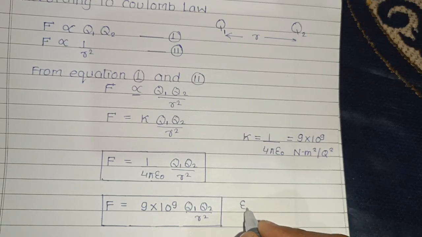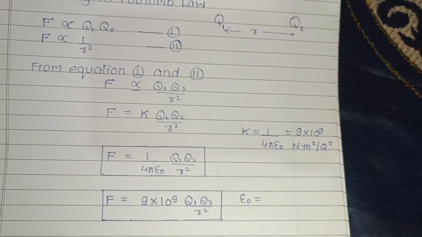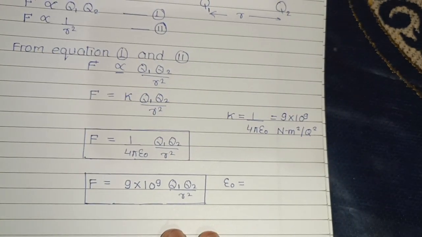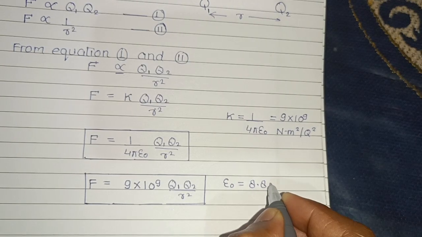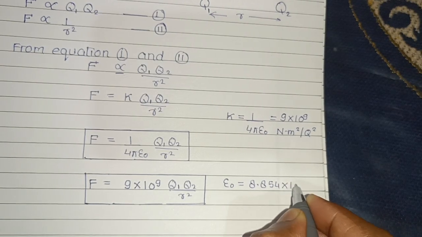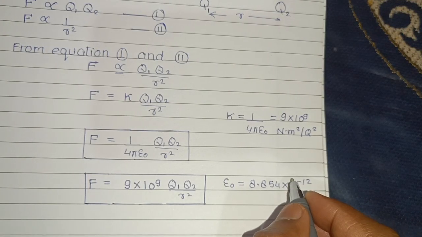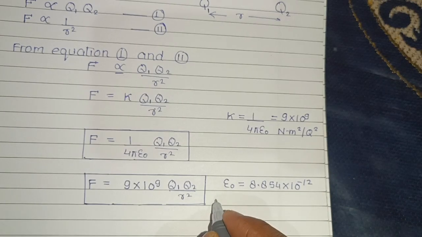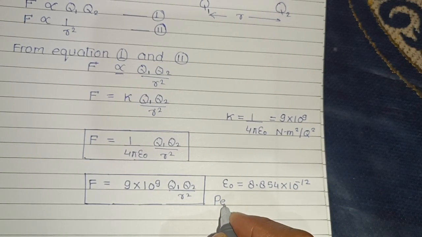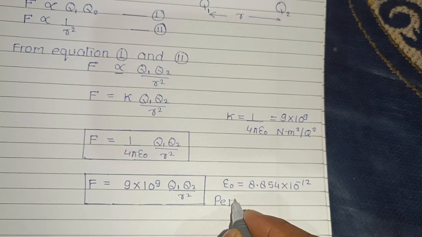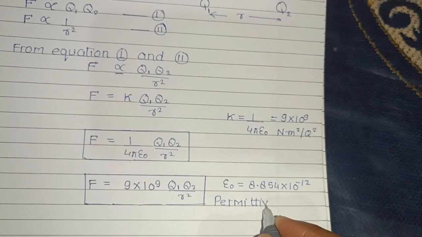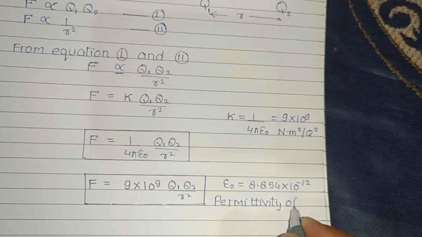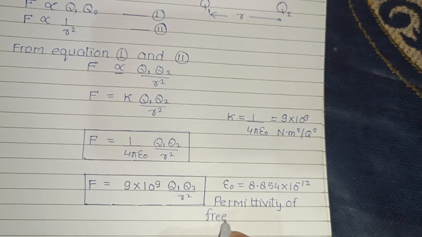Here epsilon naught has a value of 8.854 into 10 to the power minus 12, and this is called permittivity of free space.